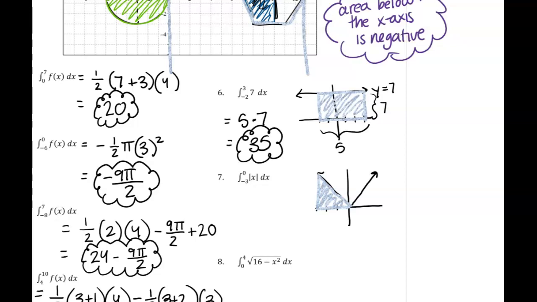So absolute value of x, so at -3, the y value is going to be 3. So absolute value of -3 is 3. So then the base of the triangle is 3. The height is 3. Area of a triangle is 1/2 base times height. So this is 1/2 times 3 times 3, which is 9 halves.